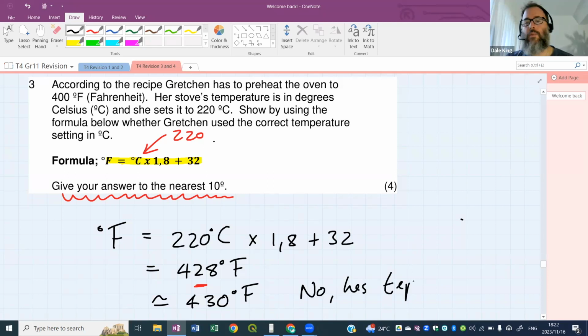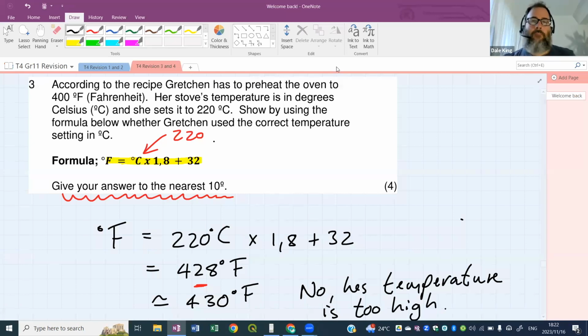Her temperature is too high. You see that? Yeah, it's all right, Karen. Don't stress. The temperature's too high. We go up to 428 and round off to the nearest 10, we get 430. She needs 400. So she's too high. Can you guys see that? All right. You guys see that? I hope you guys can all see that.